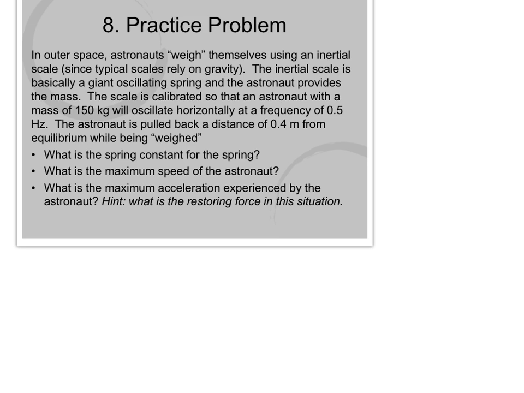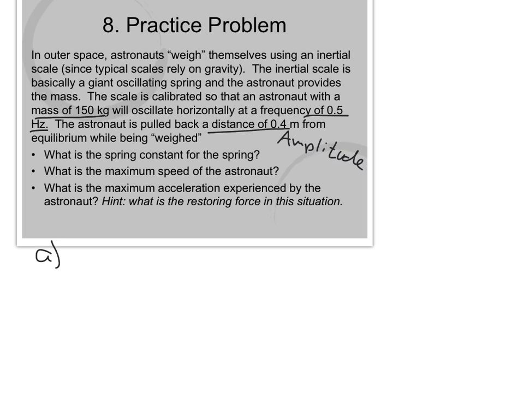We have this inertial scale, which we have talked about in the past. Basically, it's a mass on a spring. In this case, it's an astronaut oscillating back and forth on a spring used to determine their mass or weight while they're in space. We know the mass of the astronaut here. We know they're oscillating at a frequency of 0.5 hertz, and they're pulled back a distance of 0.4 meters, which is going to be our amplitude. So the first question is we want to know what the spring constant is.